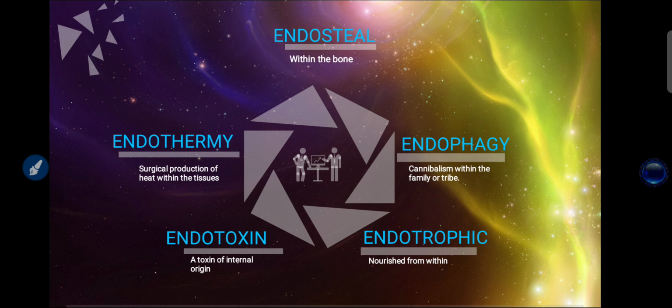Endotoxin means a toxin of internal origin. Sometimes your body tries to protect you from other elements which are dangerous for it. In that case, some kind of toxin products are secreted or used to protect our body from inside. That is known as endotoxin.